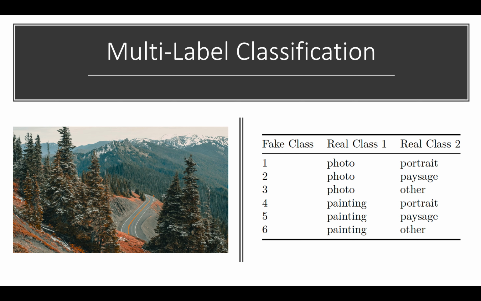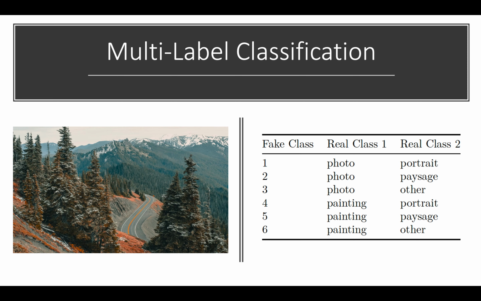And in cases where the number of possible values each label can take is small, we can convert multi-label into multi-class classification problem. For example, imagine the one that I have here in the picture. We want to label images, and a label can be two types. It could be either photo or painting. And the label of the second type can have three possible values: portrait, paysage, and other. We can create a new fake class for each combination of the two original classes.